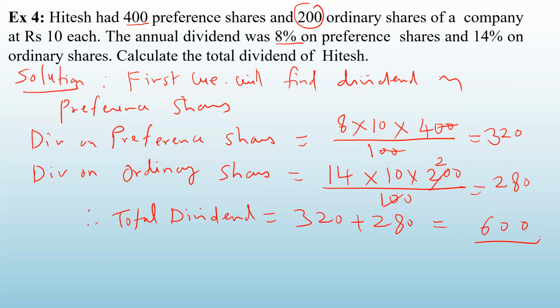So here in this problem, he was having two different types of shares, preference shares and ordinary shares. And the rate of dividends was different for both of them. And then you have to find out the total dividend on ordinary shares and preference shares, and then you have to add. So I hope you have understood this.